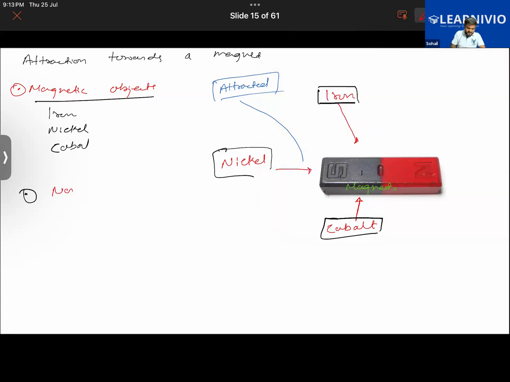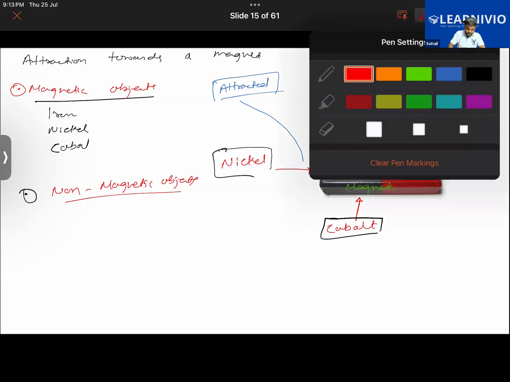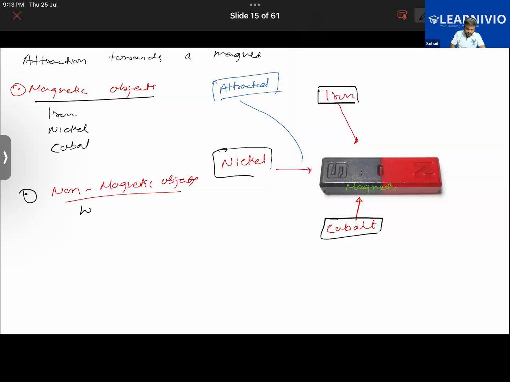You guys give some examples of non-magnetic objects. Wood, glass, book, cloth, any fabric, paper, some metals like gold. Very good. And the list is very long. Rock. Very good.